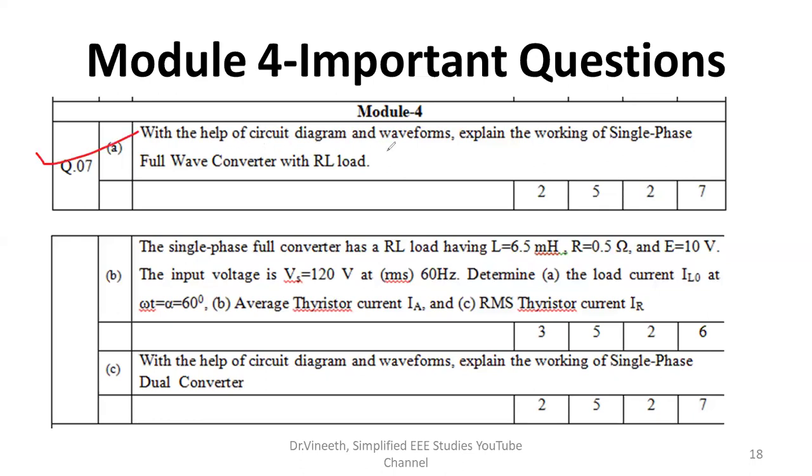With the help of circuit diagram and waveforms, explain the working of single-phase full-wave converter with the RL load. It is the most important question. Whenever you are dealing with the RL load, remember that current and voltage are not in phase. But if I talk about resistive load, current and voltage both are in the same phase. But here there is a slight difference that you have to take into consideration. So here the lagging nature of current has to be considered.